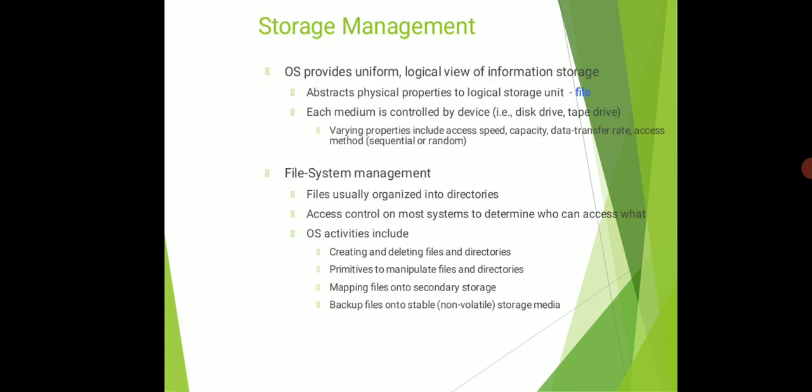This is storage management. The OS provides a uniform, logical view of information storage. File system management: files are usually organized into directories. Access control on most systems determines who can access what. OS activities are creating and deleting files and directories, providing primitives to manipulate files and directories, mapping files onto secondary storage, and backing up files onto stable storage media.